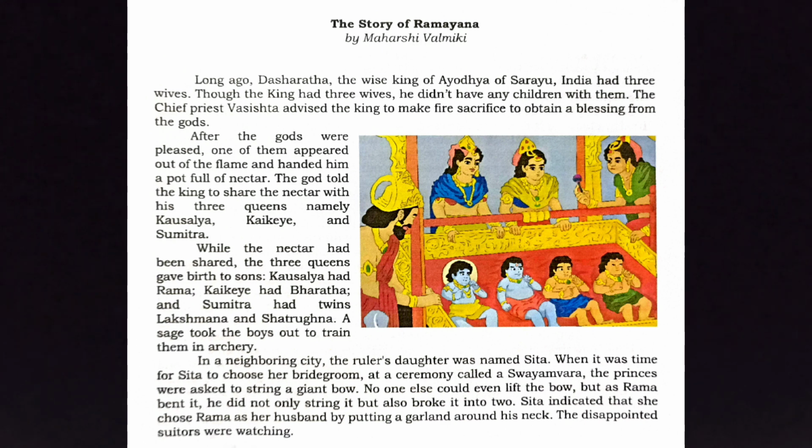In a neighboring city, the ruler's daughter was named Sita. When it was time for Sita to choose her bridegroom, at a ceremony called Swayamvara, the princes were asked to string a giant bow. No one else could even lift the bow, but as Rama bent it, he did not only string it but also broke it into 2. Sita indicated that she chose Rama as her husband by putting a garland around his neck. The disappointed suitors were watching.